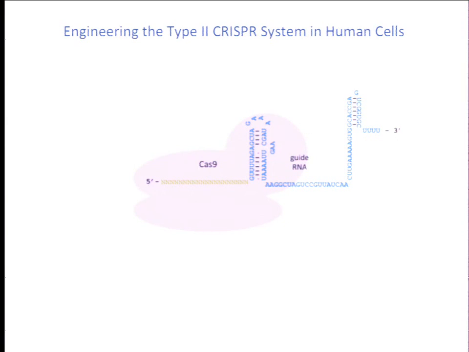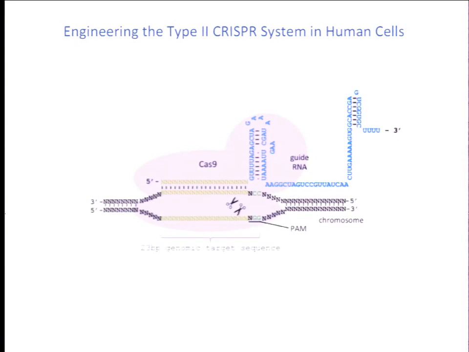And so once this complex is formed, then it can survey the genome and make a double-stranded break the moment there is a homology between your spacer sequence and a corresponding target in the genome. But the critical aspect is this cleavage event only occurs when there's a small stretch of nucleotides adjacent to the spacer sequence, referred to as the PAM, that is also present.